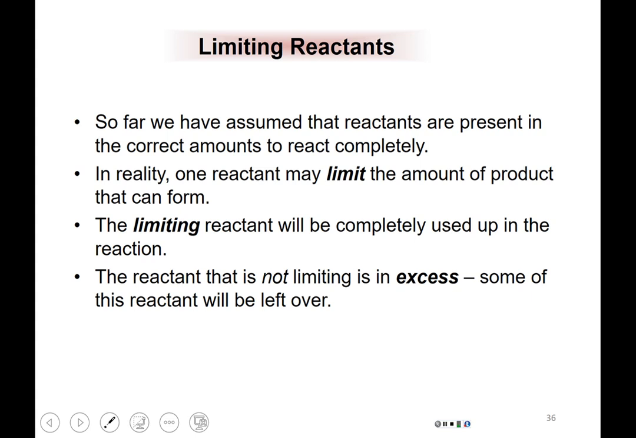Right? In reality, one reactant is usually available in less quantity, and so it limits the amount of product that can form, and that's what we call the limiting reactant. And in a reaction, a limiting reactant is going to be completely used up. And there's going to be some of the other reactants that do not get used because the limiting reactant is gone and there's still some excess of them.